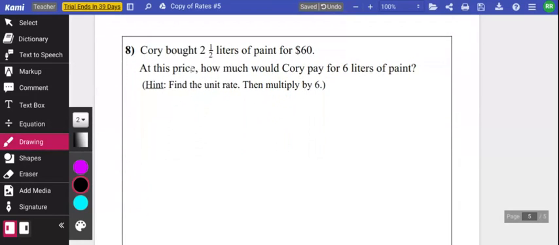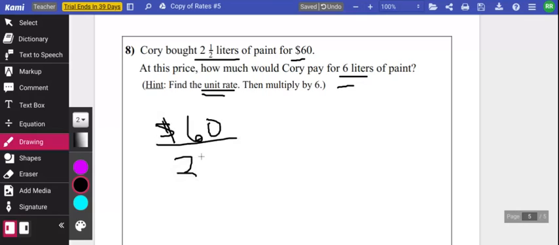All right, last one here. Corey bought 2.5 liters of paint for $60. And so at this price, how much would he pay for 6 liters? Hint here, find the unit rate. So he paid $60 for 2.5 liters. And so how much would he pay for 1 liter?